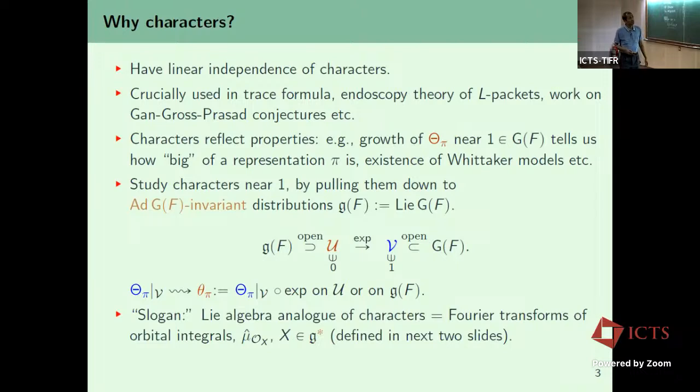Okay. So, and then what do you do after pulling down? The general slogan is that the Lie algebra analog of a character is a Fourier transform of an orbital integral, and I'll define this in the next 2 slides. And why is this? Because if you have an abelian topological group, a character is simply an element of the Pontryagin dual. And the Pontryagin dual in these cases can be identified with the dual of the Lie algebra using an additive character. And the element of the Pontryagin dual defined by a character is just the Fourier transform. The Dirac measure at that point on the Pontryagin dual is the Fourier transform of the character.